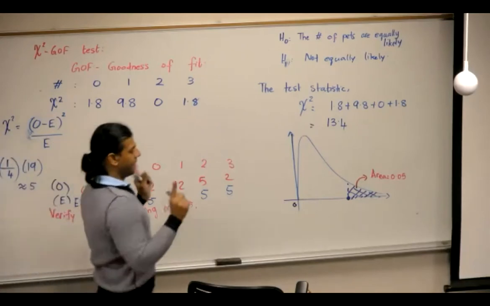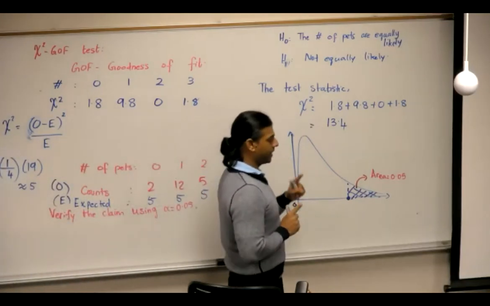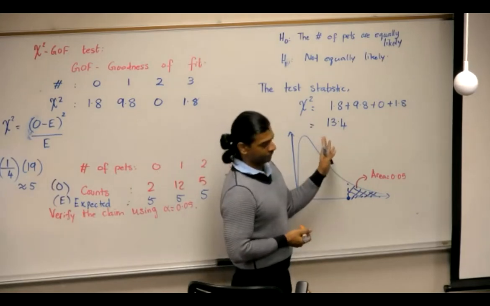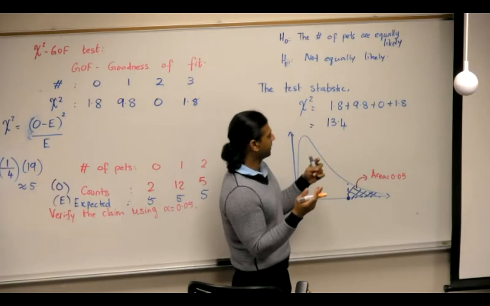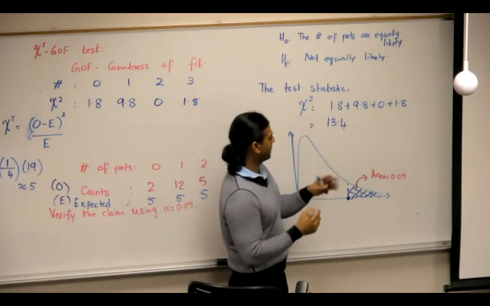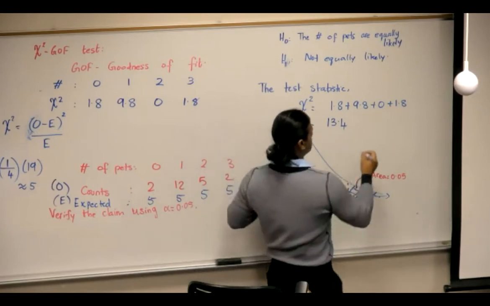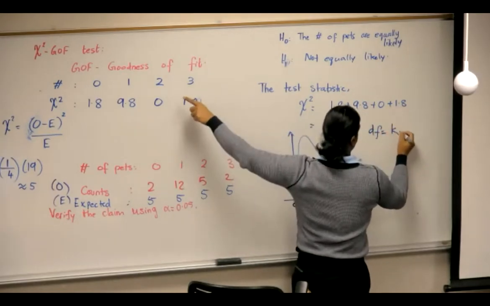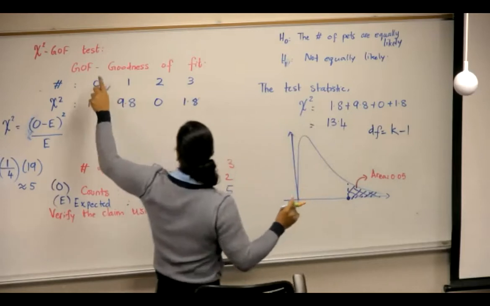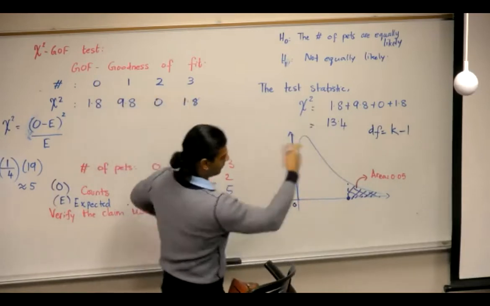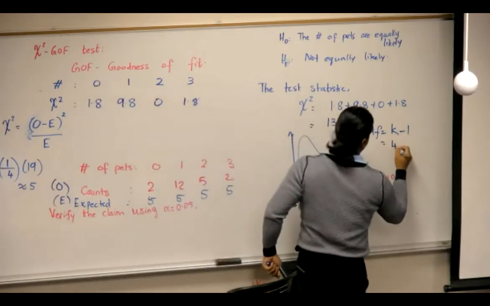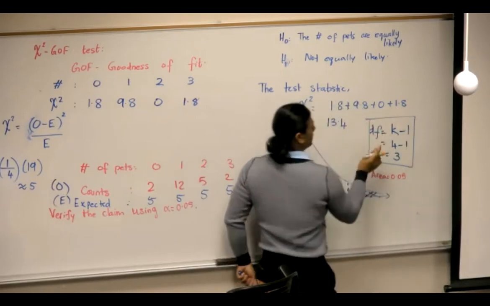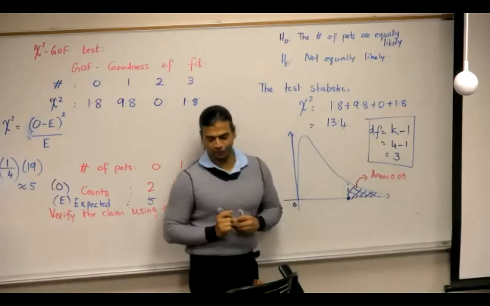Last time it was row minus 1 multiplied by column minus 1. We don't have rows here, we just have one row. If you did 1 minus 1, you get 0. So here, the degrees of freedom is simply the number of levels minus 1. In this case, 1, 2, 3, 4, so 4 minus 1.